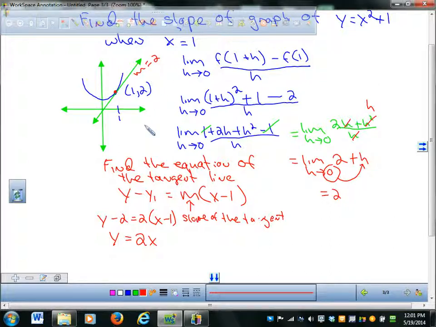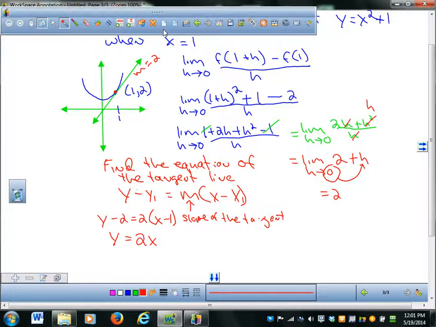Questions? Did I mess up? Y minus y1 equals m times x minus x1, sorry. That's point slope form. And then, so when I plug in the point 1, 2, and 2 for the slope, that's what I get. Okay? The slope of the tangent line has many names. Anyone else know what else it's called?